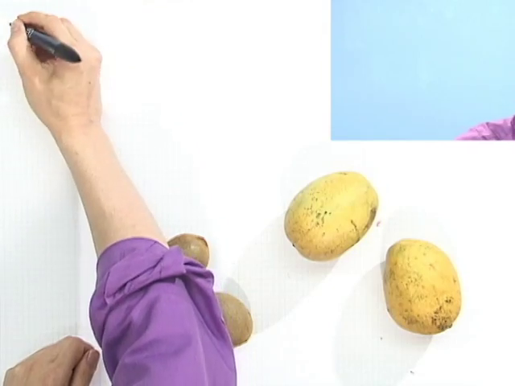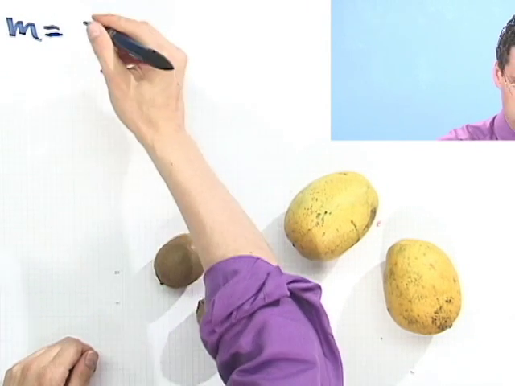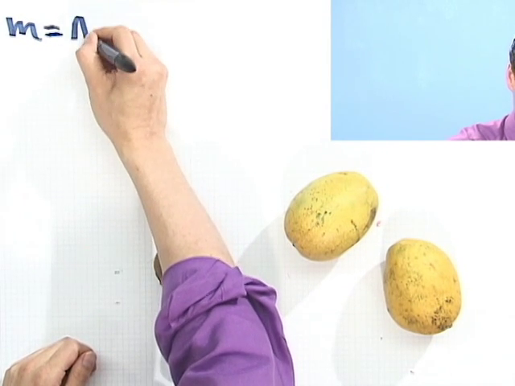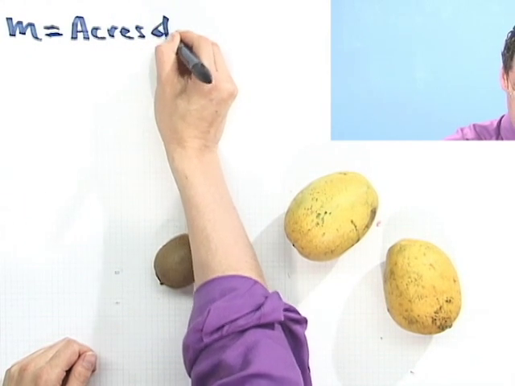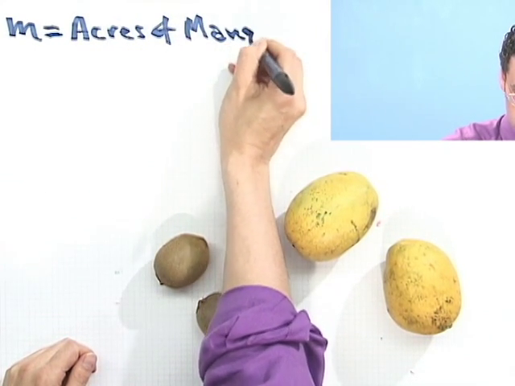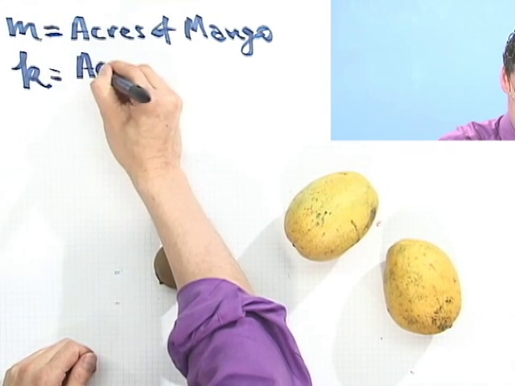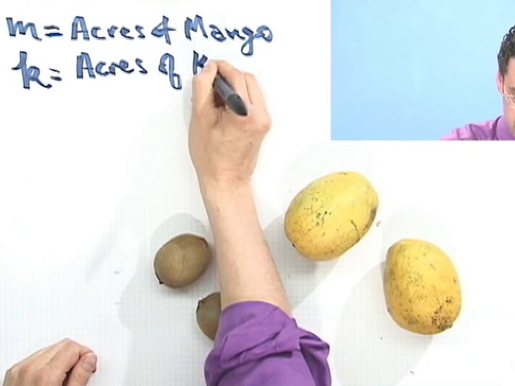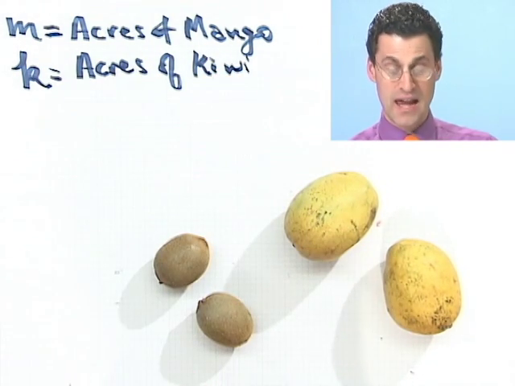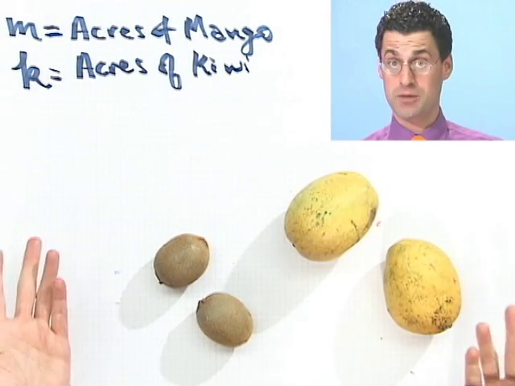So let's give those unknowns names. Let M equal the number of acres of mango. And let K denote the number of acres we're going to grow of kiwi. Our job is to figure out what M and K should be, given all the constraints that we have. By the way, there are constraints here. We can only have the plow for up to 200 hours. That's a constraint. We can only have the tiller for up to 100 hours. That's a constraint.